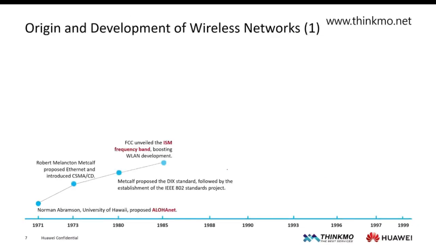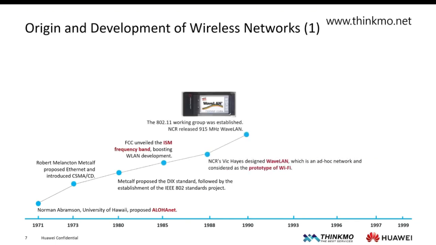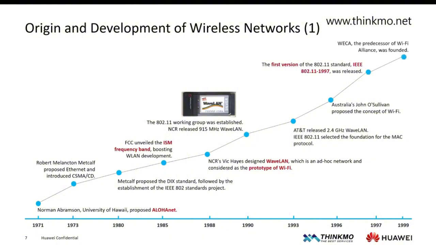Now let's take a look at the origins and development of wireless networks. Next, let's talk about its development history. The prototype of wireless networks can be traced back to 1971. At that time, Norman Abramson from the University of Hawaii proposed a system known as the AlohaNet system. This is considered the first vision of a wireless network.